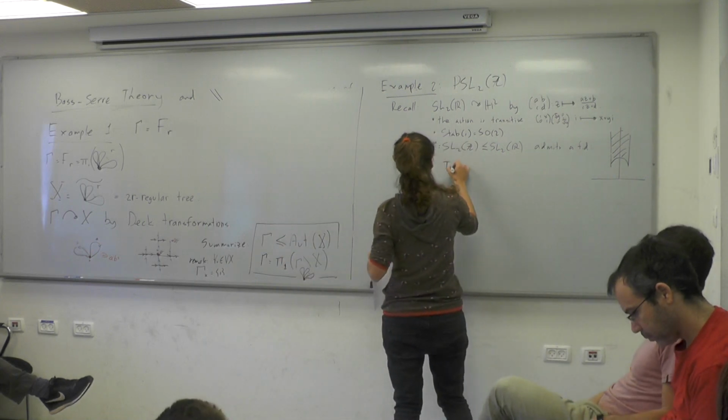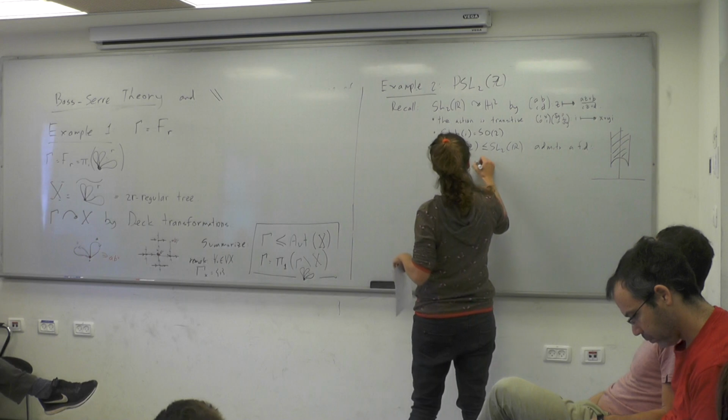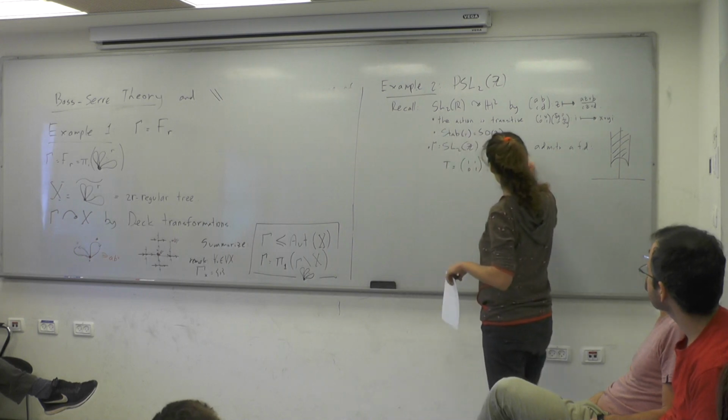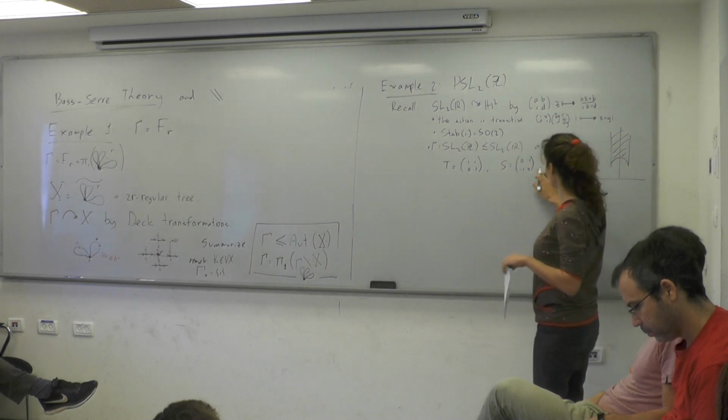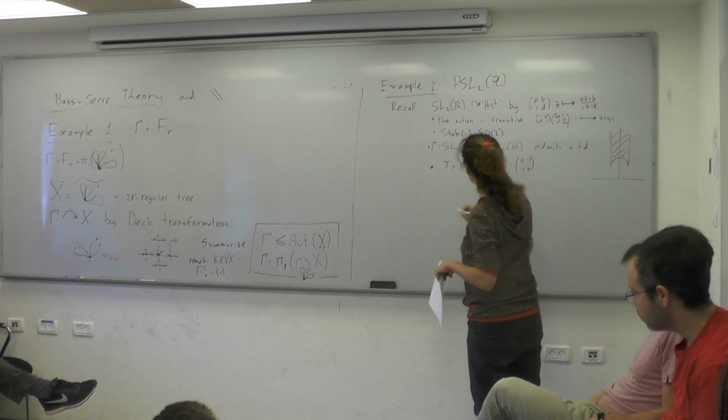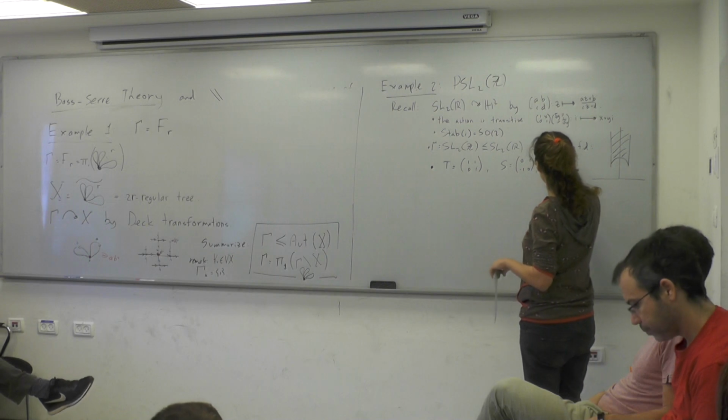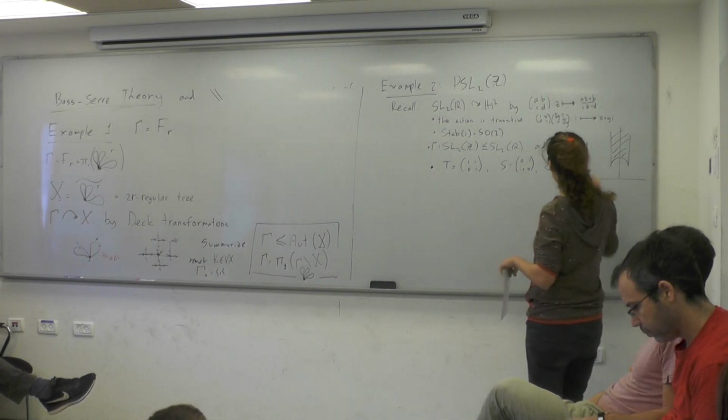So help me not to get confused. So T is one word, this, right? And then S is what? Is 1 minus... Yeah, 1. This. Okay, so this is T and S. So let's add it. So T and S generate gamma.